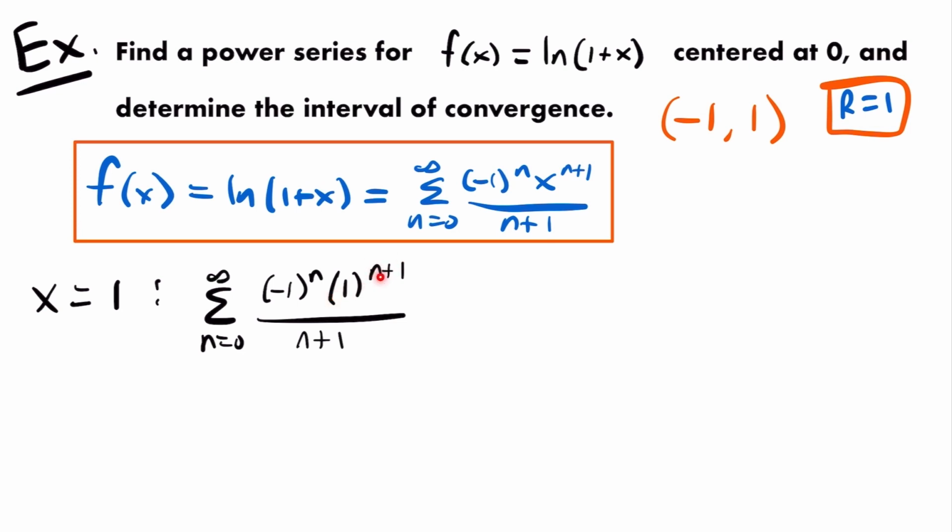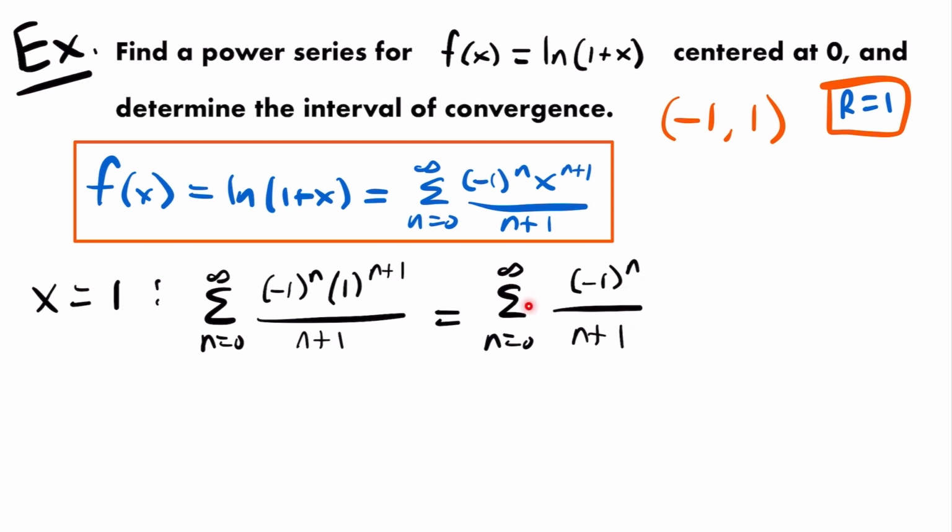Now 1 to the power of anything that's finite is just going to be 1. So we can rewrite this to be the sum from n equals 0 to infinity of -1 to the power of n divided by n plus 1, right? This 1 to the power of n plus 1 is just equal to 1, so we have 1 times the -1 to the power of n, which will just be -1 to the power of n.